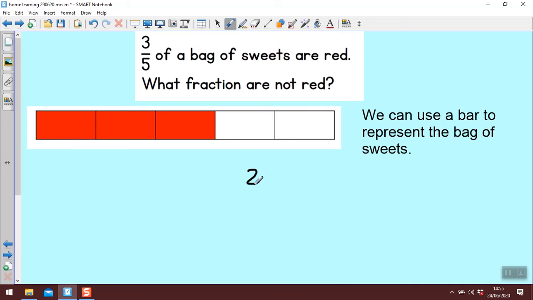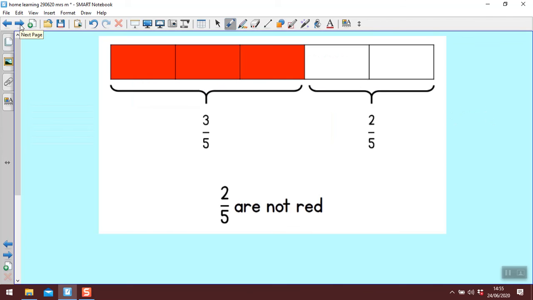So 2 out of 5 pieces are not red. So 2/5 of the bag of sweets are not red. So that's 3/5 and that's 2/5. 3/5 plus 2/5 make 5/5, and 5/5 is the same as a whole one. It represents the whole bag of sweets.